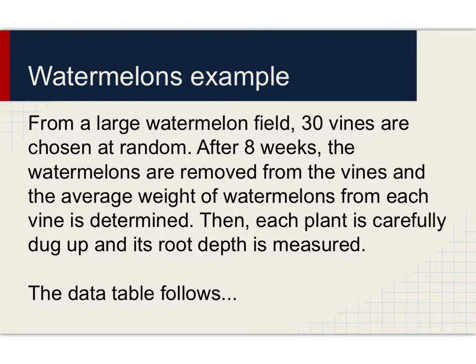From a large watermelon field, 30 vines are chosen at random. After 8 weeks, the watermelons are removed from the vines and the average weight of the watermelons from each vine is determined. Then each plant is carefully dug up and its root depth is measured. So we have two variables here that we're considering. We're considering root depth, but we're also considering the average weight of the watermelons. And we'll generate a data table from this.